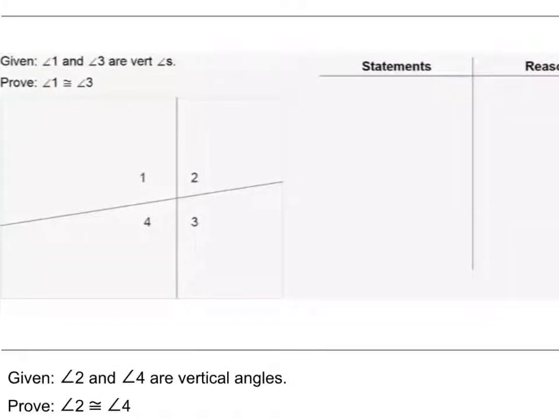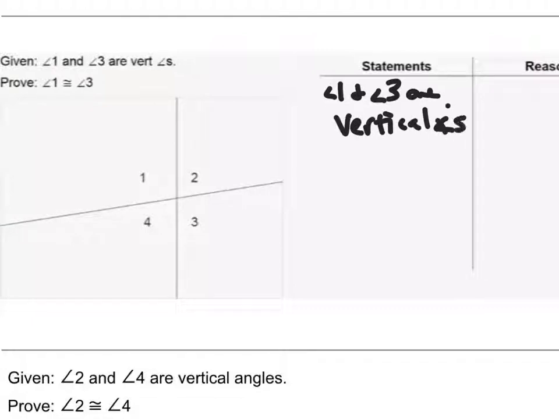It's pretty easy, actually. What we know is that angle 1 and angle 3 are vertical angles, and that's statement 1, and that's given to you.